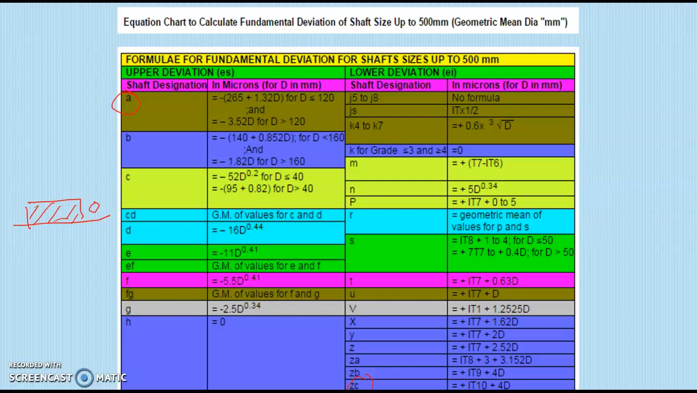In this equation also we are using a letter D. Here also the letter D does not represent the basic size, but the geometric mean of D max and D minimum.